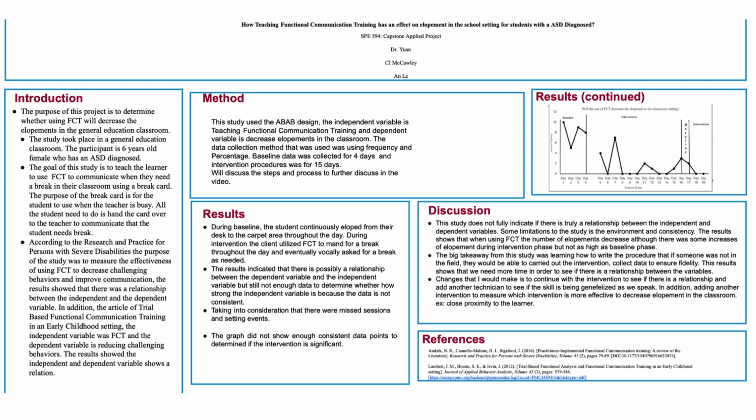And the two articles I chose from the matrix to support this show how teaching functional communication is effective to decrease maladaptive behaviors. The article from Research and Practice for Persons with Severe Disabilities and the article on trial-based functional communication training in childhood both studied the effect of functional communication on decreasing challenging behaviors. Both results show that when teaching the participant how to functionally communicate, their challenging behavior decreased and functional communication increased.